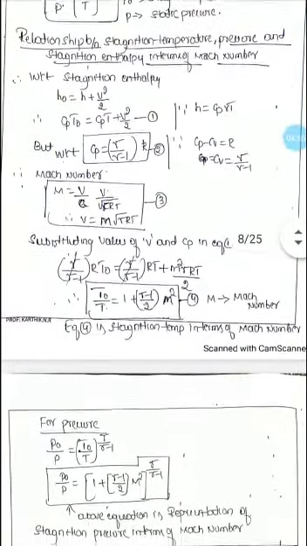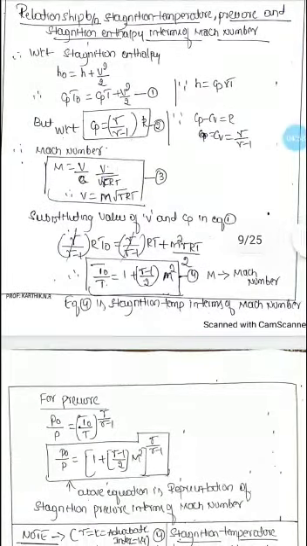We will discuss the relationship between stagnation temperature, stagnation pressure, and stagnation enthalpy in terms of Mach number. We know that the stagnation enthalpy, H naught, is equal to H plus V square by 2. We know that H is equal to Cp into T, that is the general formula of enthalpy. Therefore, H naught is equal to Cp into T naught, H is equal to Cp into T, and V square by 2. You can call it equation 1.